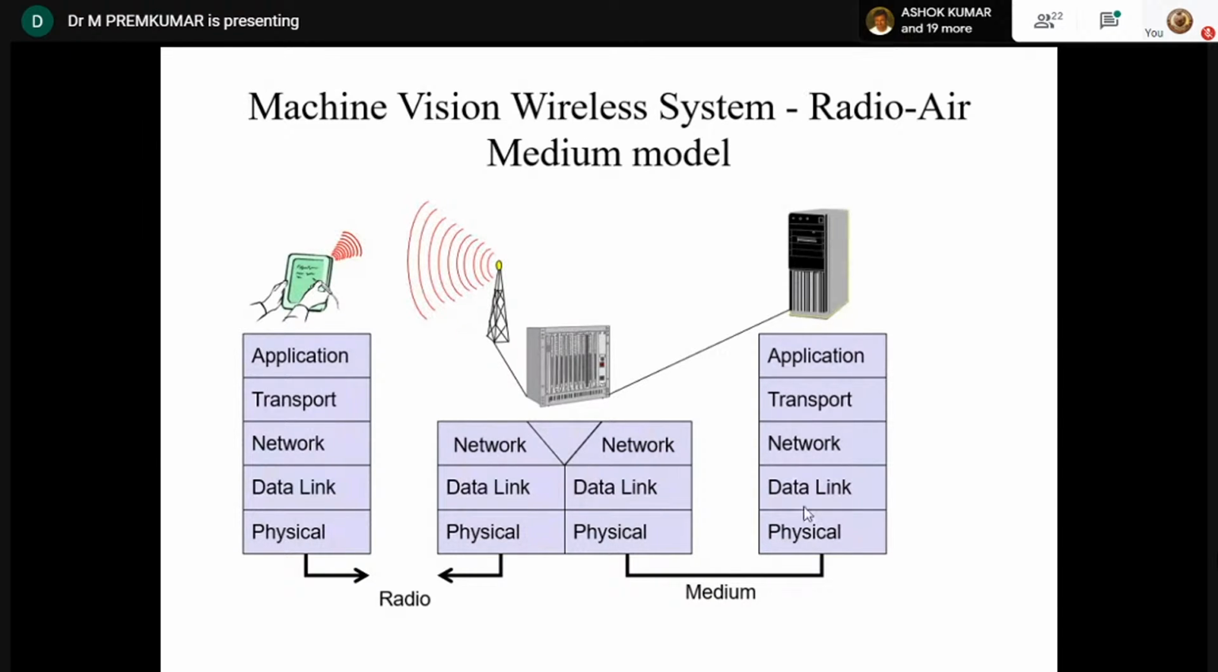Physical, data link, network, transport, and application layer. You can provide solutions in any of these possible options.